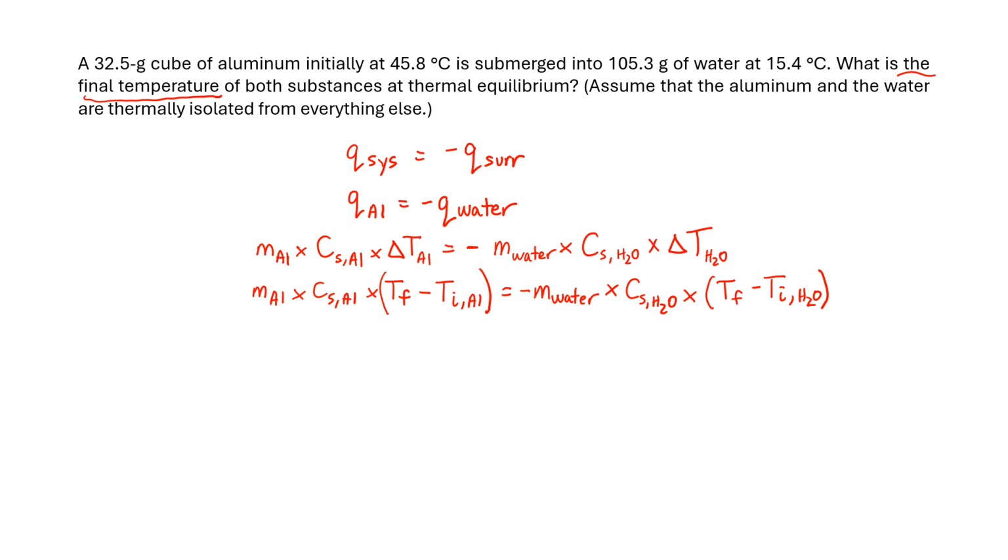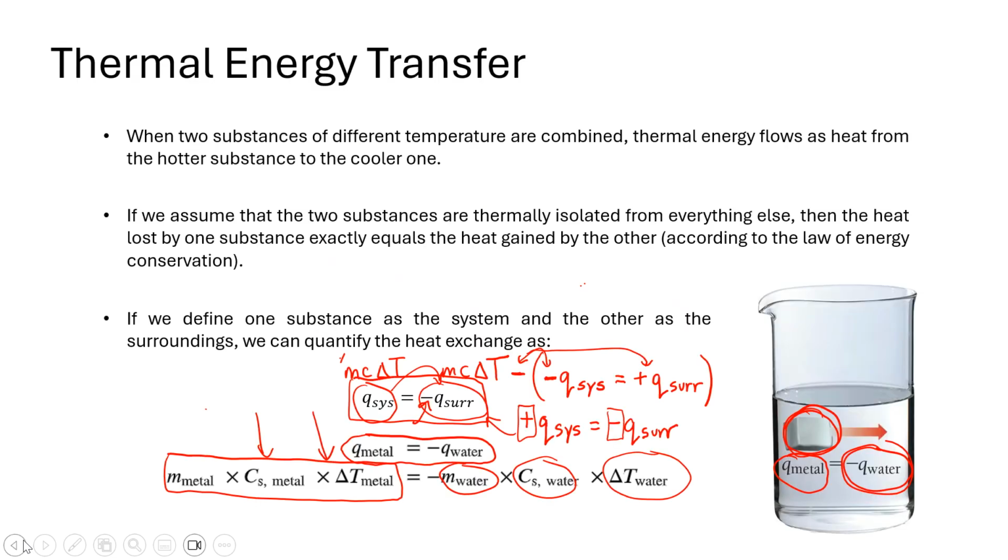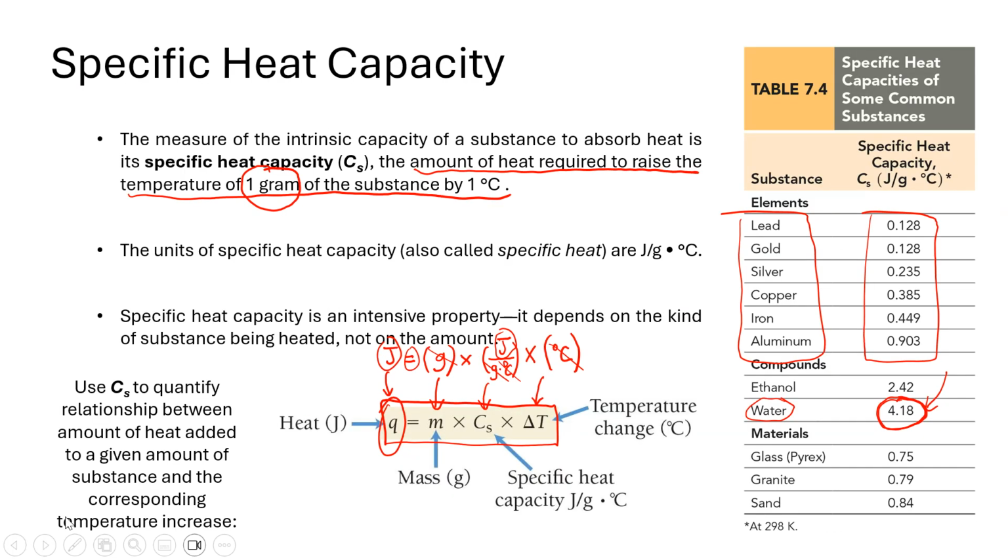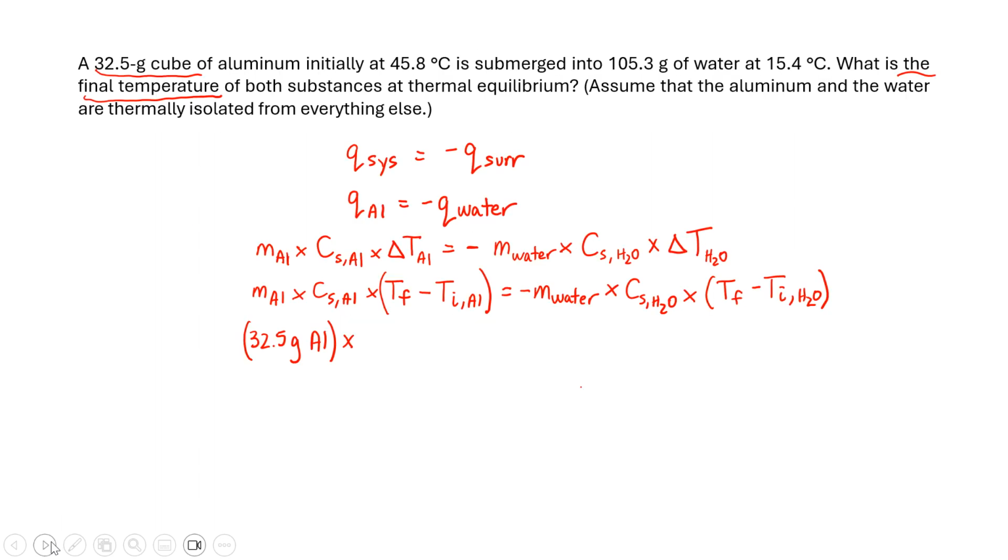So what's the mass of the aluminum? Did they give us that? Yep, they said it was a 32.5 gram cube. Now, what's the specific heat of aluminum? That is something that you have to look up at a table, and the table would be given to you. If this is on an ACS exam, they would give you this. Okay, but check this out. Aluminum has a specific heat capacity of 0.903. So let's use 0.903.